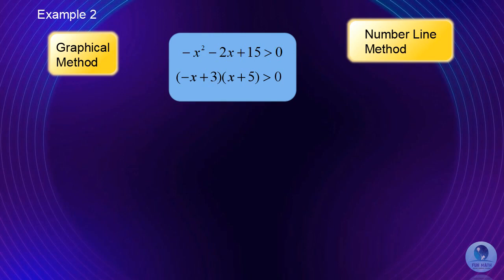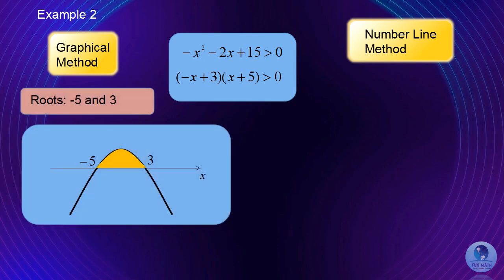Let's look at the graphical method. The roots for this quadratic function is negative 5 and 3. Look at the question. You need to sketch the graph of negative x squared minus 2x plus 15. So this is an inverted U-shaped graph with the roots negative 5 and 3.